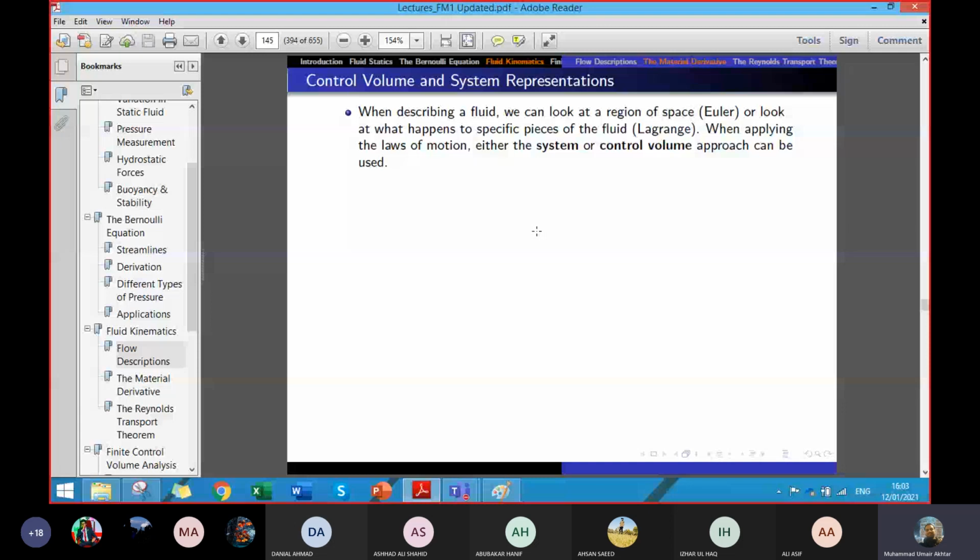But now the issue is that in most of the cases, like you are studying thermodynamics, all the laws of physics or thermodynamics are based on a system approach. What is the system approach? Anyone? What is a system? Anything under observation, having fixed boundaries, whose mass cannot change, right? Whose mass is fixed.